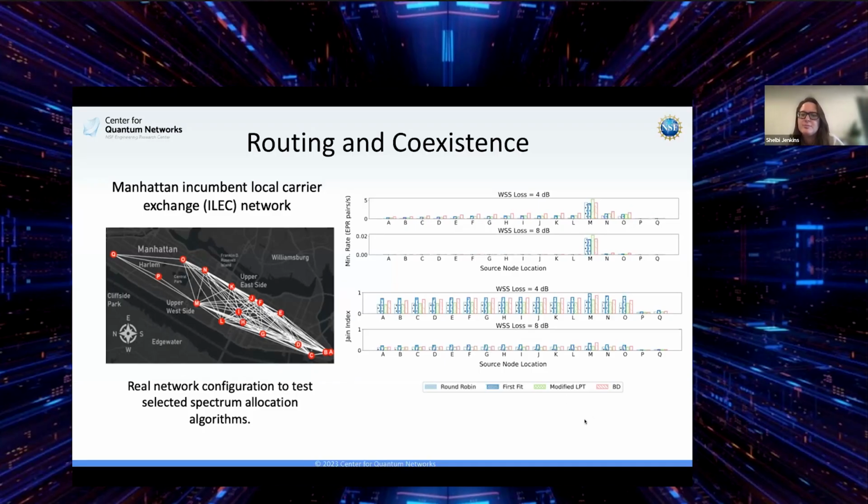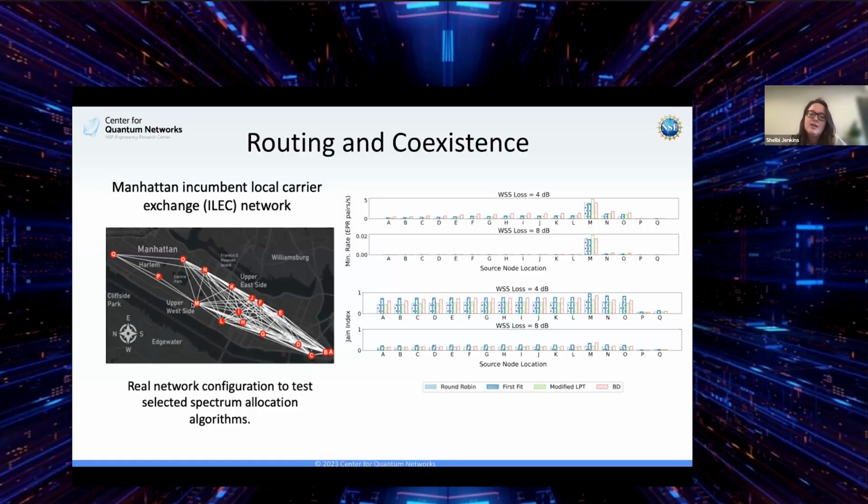We have a couple of different algorithms. Most of them are just simple algorithms for resource allocation. Some of them are from computation assignments for different computer processes. And like I said, we looked at these two things. One of them is the minimum EPR pair rate for all of our nodes. We did it again for 4 dB and 8 dB. And for this, we see that node M performs way better than all of the other ones.